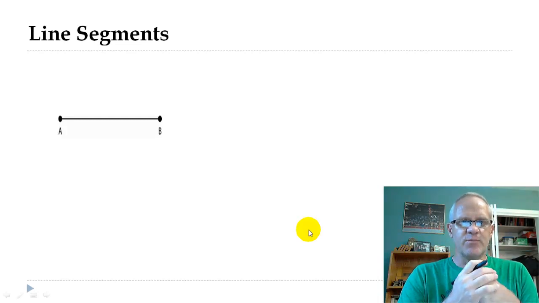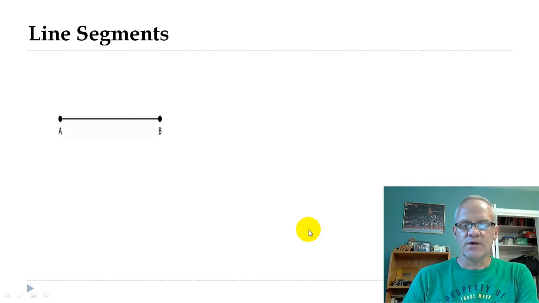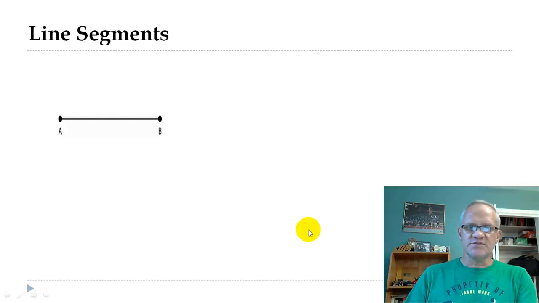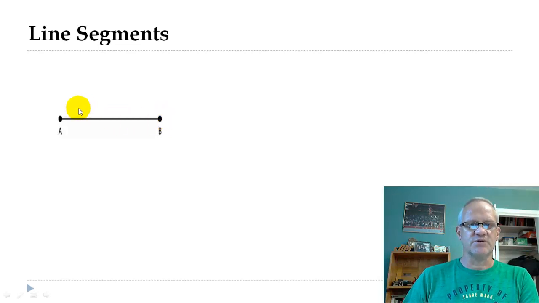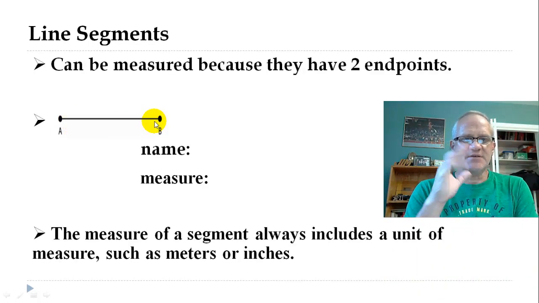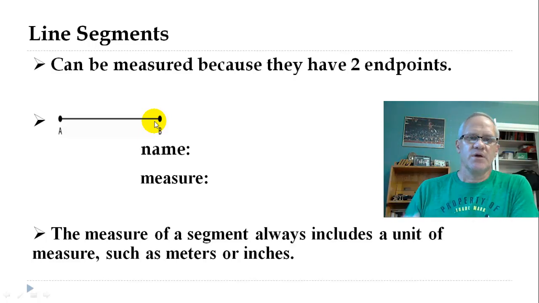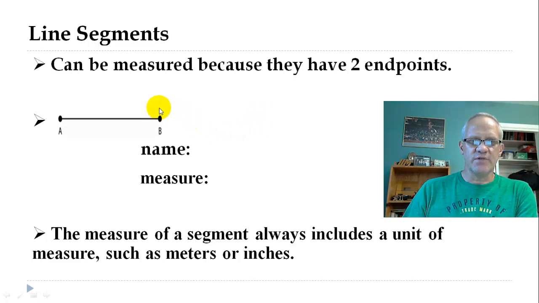What you see there is an example of a line segment. Remember, last time we talked about lines and we had arrows on the end of our lines, which meant those lines went on forever and ever. In this case, we do not have arrows on the end of this line, we just have dots. So this is what's called a line segment. It stops at A and stops at B. Since they stop at a certain point, we can measure them because they have two endpoints. Lines we can't measure because they go on forever. So if we have a line segment, we can measure it.